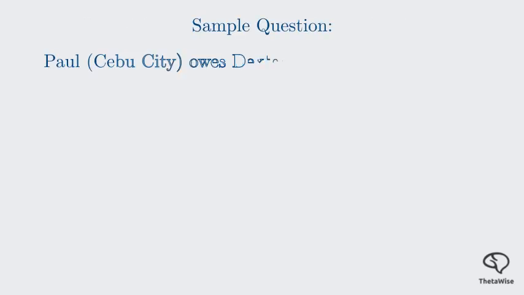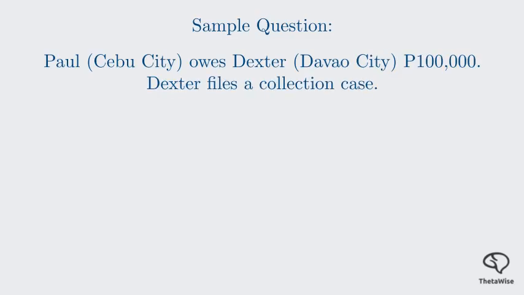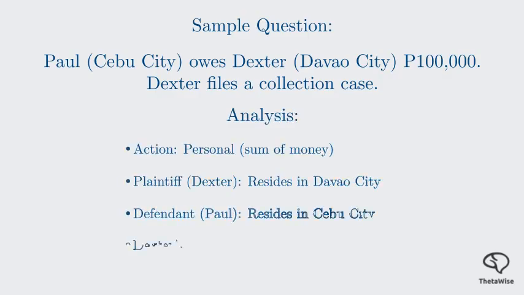Scenario: Paul, a resident of Cebu City, owes Dexter, a resident of Davao City, 100,000 pesos. Dexter files a complaint against Paul to collect the debt. This is a personal action for a sum of money. The plaintiff is Dexter, who resides in Davao. The defendant is Paul, who resides in Cebu.